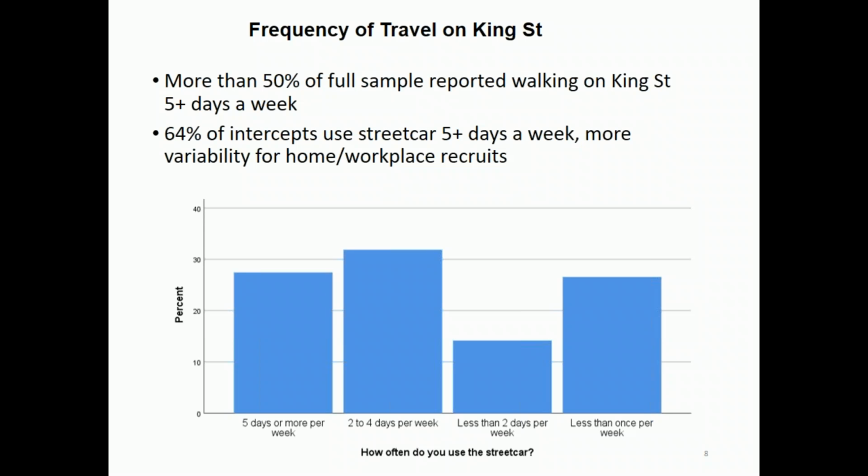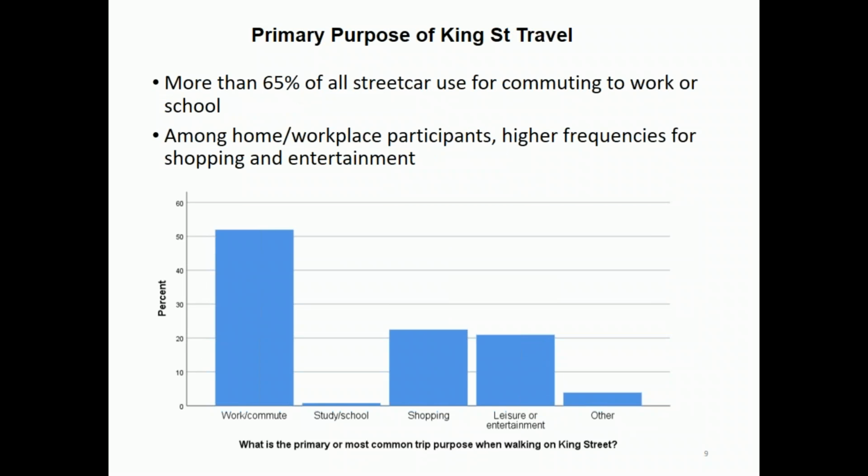But here on this graph, we see that there is a bit more variability in the responses of people who were recruited at home and in their workplace. The primary purpose of the trip for the majority of the participants was to commute to work or school. But again, among the participants that were recruited at home and in their workplace, we have a higher frequency for shopping and entertainment.